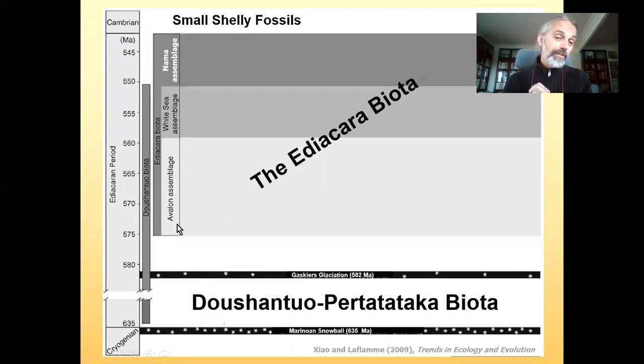Then we have the so-called Avalon assemblage, the White Sea assemblage, and the Nama assemblage. Avalon is the peninsula in Newfoundland, where you find the Cryogenian-Ediacaran boundary. We saw the rocks. The White Sea is in northwest Russia. And the Nama assemblage, Nama, is in Namibia, in Africa. So in the next slides, we're going to fill this slide in, and I'll show you what these creatures look like.